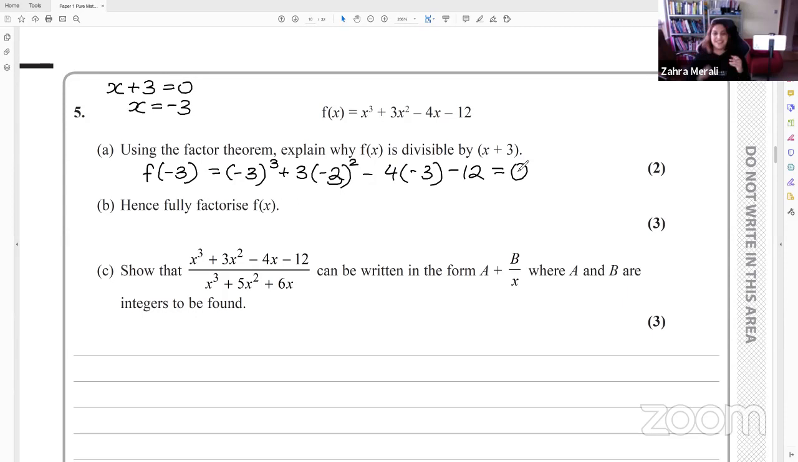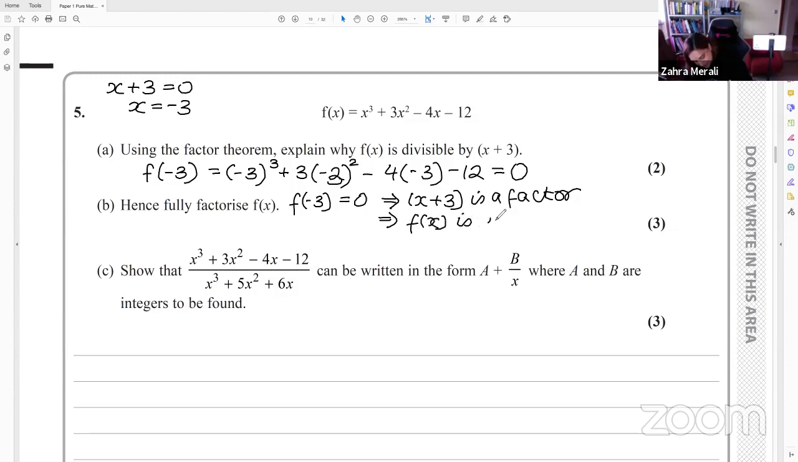And then this is it. Again, it's the explanation bit that gets you the marks. So you would have to write f of minus 3 equals 0, which implies x plus 3 is a factor, which implies that f(x) is divisible by x plus 3.